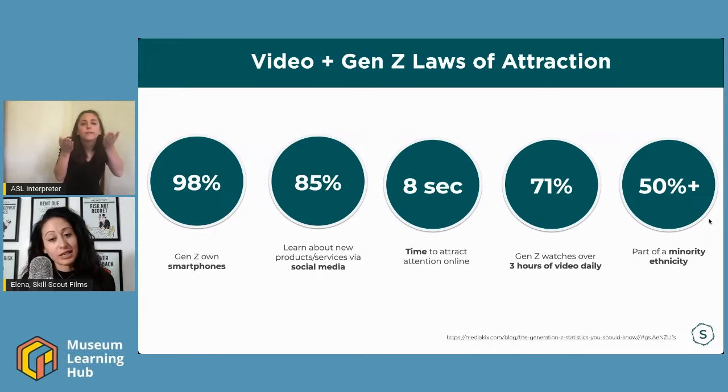And we've all got short attention spans. This is not even just Gen Z. We have the attention span of goldfish, which means we've got 8 seconds to capture a candidate's attention online. This generation specifically watches a ton of video, at least 3 hours a day. And again, this shouldn't surprise us, over half are part of a minority ethnicity. This is the framing by which we can start to think about distribution.